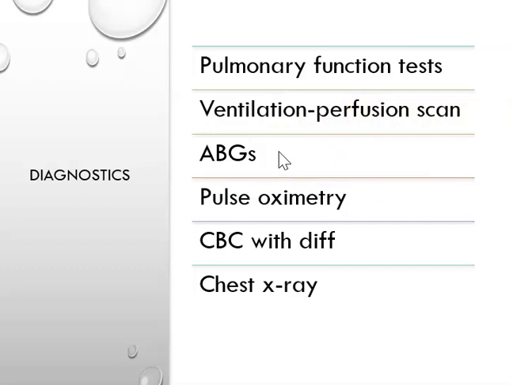ABGs, again, these are going to be drawn from the artery, and that's often the brachial or the radial artery, and that's going to be used to evaluate gas exchange, measure pH, carbon dioxide, bicarb, and O2 saturations. And oxygen levels are really going to be typically low in patients with chronic obstructive pulmonary disease.